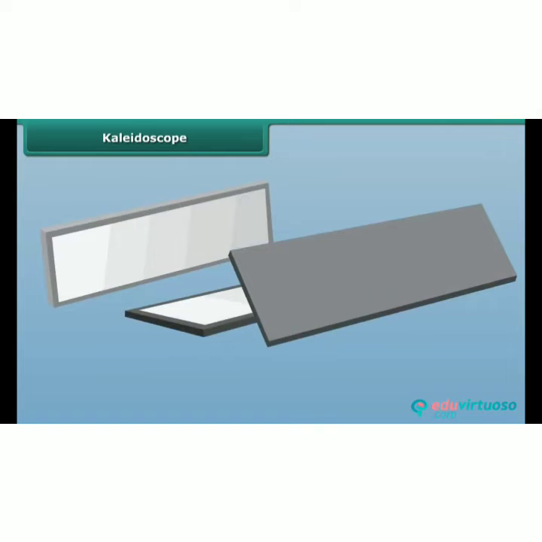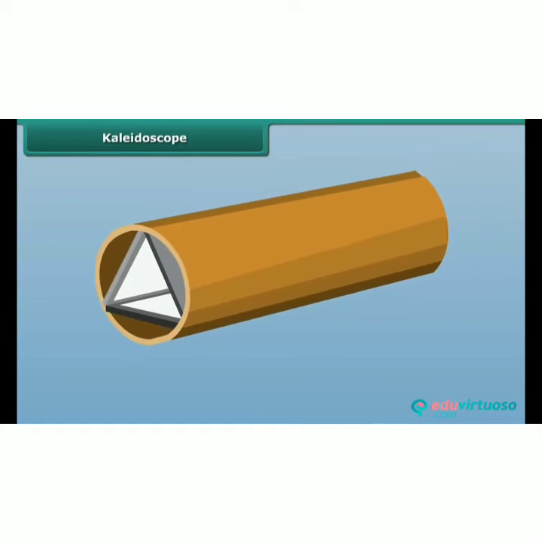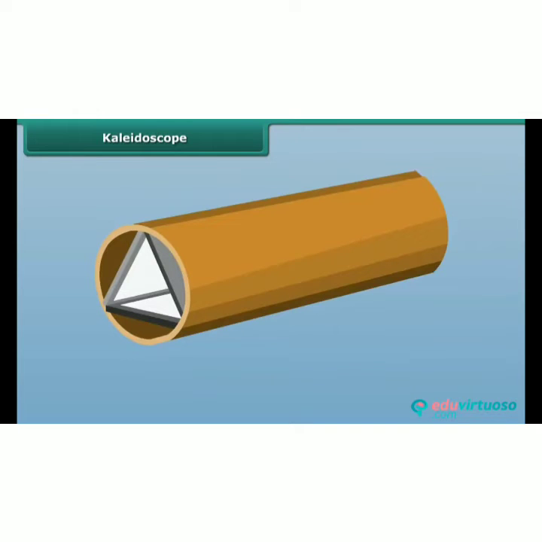Get 3 strips of plane mirrors and join them together to form a prism. Fix them in a circular cardboard tube. A cardboard disc should close one end of the tube. Pierce a hole in the center of this cardboard through which we can see. Paste a piece of transparent plastic sheet under the cardboard disc. At the other end, touching the mirrors, fix a circular plain glass plate.